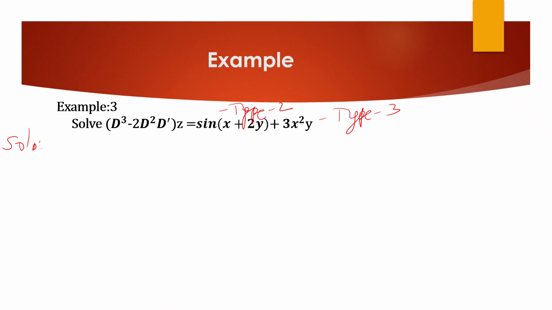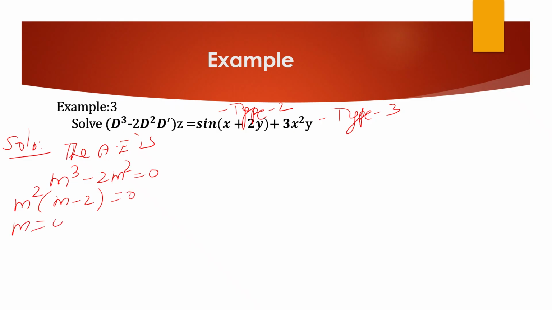On the left hand side, if we replace D by m and D dash by 1, we get the auxiliary equation m cube minus 2 m square is equal to 0. Now we can take m square outside, so it is m square times (m minus 2) equal to 0. From this we get the roots as 0, 0, 2.